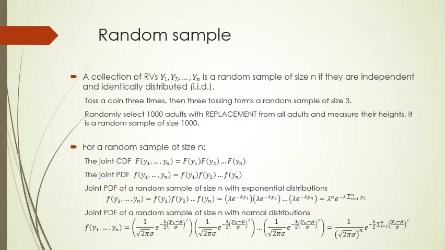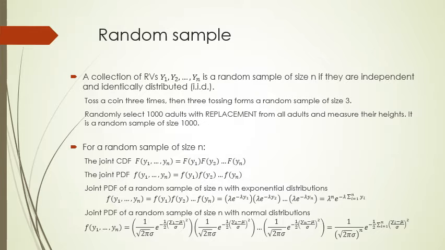Also, if we randomly select 1,000 adults with replacement from all adults and measure their heights, then it is a random sample of size 1,000. Selection with replacement means the selected adult will be placed back into the population after each selection. Thus, it is possible that the same adult is selected multiple times in a random sample.